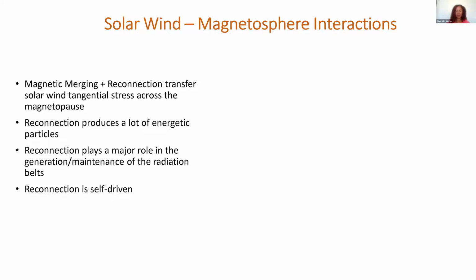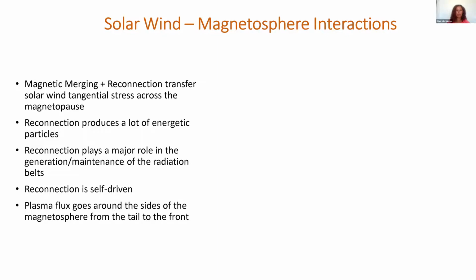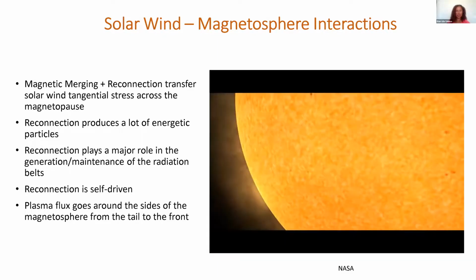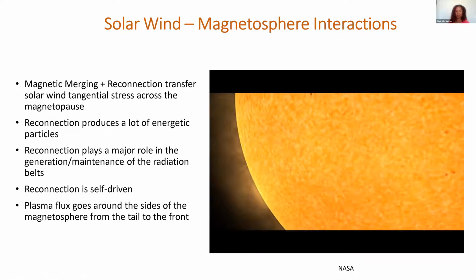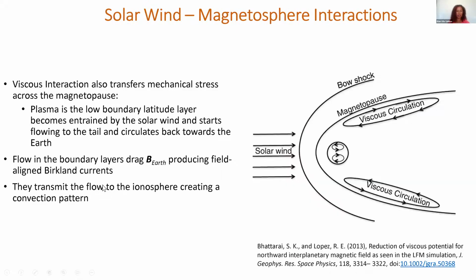It's a self-driven process, and the plasma flux goes around on the sides from the tail to the front of the magnetosphere, closing the loop. So here is a movie from NASA showing very nicely this process that I just explained. Let's see.